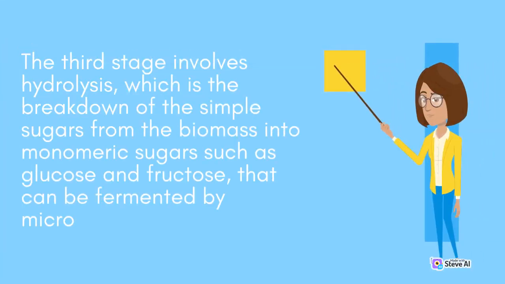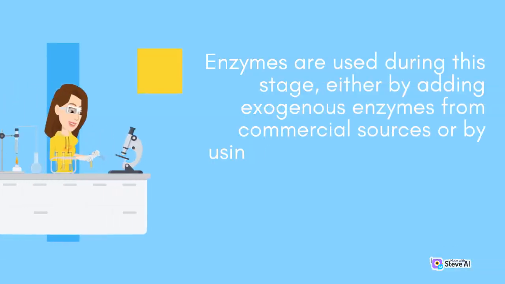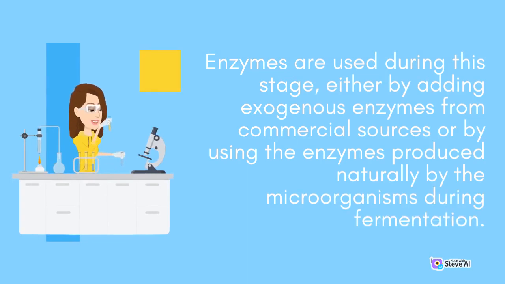The third stage involves hydrolysis, which is the breakdown of the biomass into monomeric sugars such as glucose and fructose, that can be fermented by microorganisms. Enzymes are used during this stage, either by adding exogenous enzymes from commercial sources or by using the enzymes produced naturally by the microorganisms during fermentation.